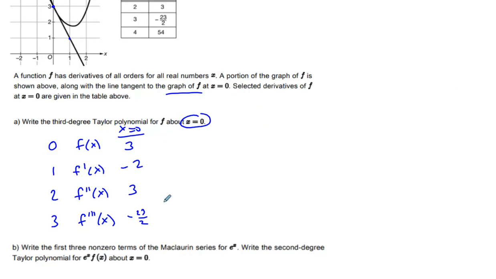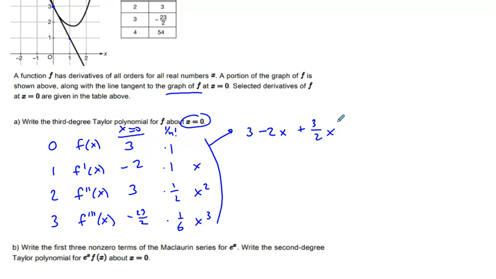We're doing all these at x equals 0. There are our values. We're going to multiply by our factorial term, which is a 1 and a 1 and a half and a 1/6. At x equals 0, we are just going to be multiplying by x to the various powers. Here's squared and here's cubed, always matching. This gives us our polynomial. 3 minus 2x plus 3/2 x squared minus 23 halves times 1/6, and nothing cancels, so it's minus 23 twelfths x cubed. This is our approximation for f of x.